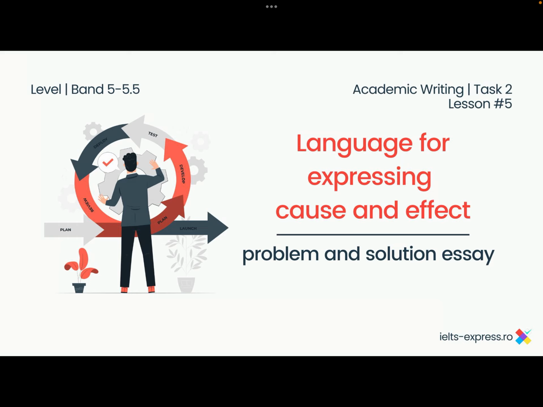Okay, so we have reached lesson number 5. Today we're going to focus on the academic writing task 2. Today I'm going to present and you're going to learn phrases for introducing solutions in a task 2 essay and also to practice writing the main body paragraphs. Also talking about language for expressing cause and effect.